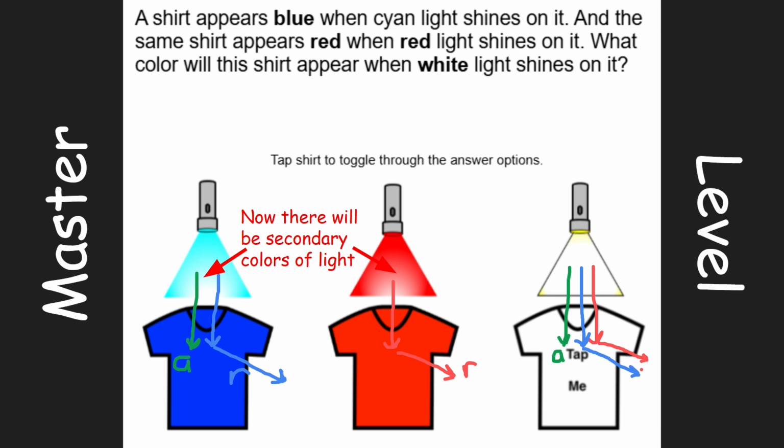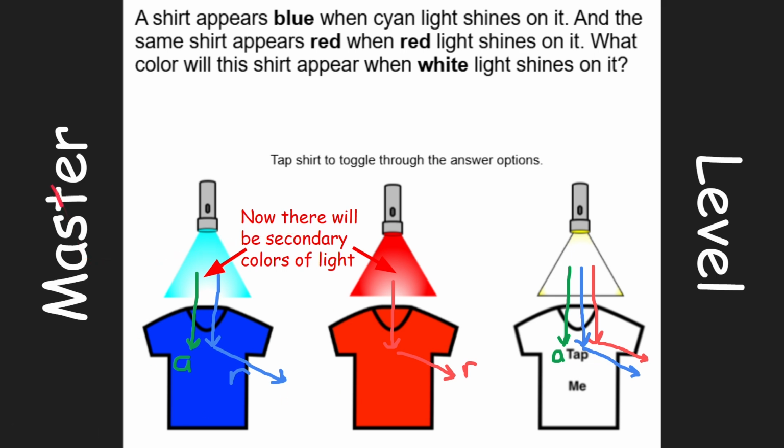So then we have to ask ourselves, if we're over here looking at these reflected rays of light, we will see red and blue. And by now, hopefully you know that when you see red and blue, that means you're seeing magenta. So the answer to this one would be magenta, and that's how you would figure it out.